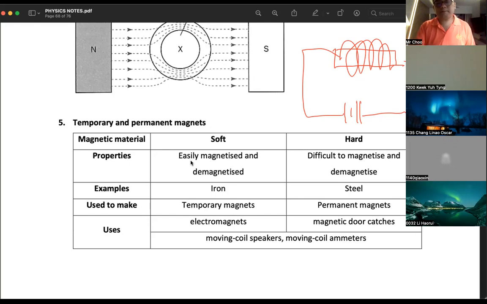Understand? Whereas if you use steel to attract, yes, you can attract all these things, but once you want to take the item off, it stays stuck with the magnet itself. Is that clear?